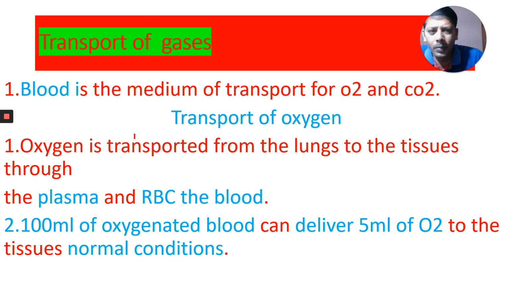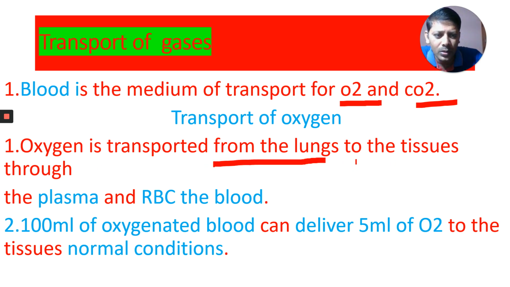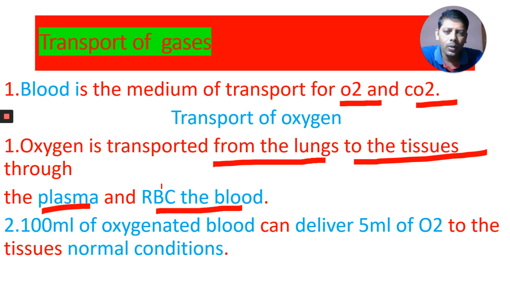Blood is the medium of transport. Blood transports both carbon dioxide and oxygen. Transport of oxygen: oxygen is transported from the lungs to the tissues through two things, one through RBC and another one through plasma. Who is transporting that? Two things.